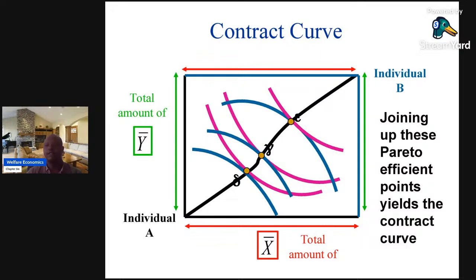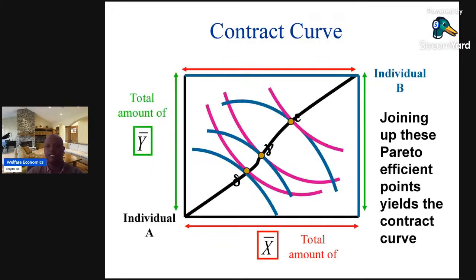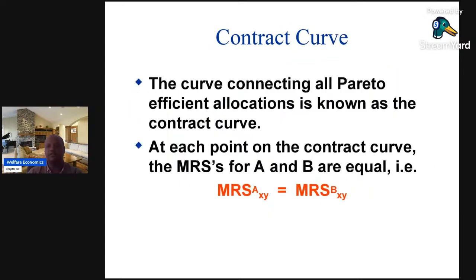Now the contract curve is defined as a curve that joins a locus of different Pareto efficient points. We can define it as a contract curve. The curve connecting all Pareto efficient allocations is called a contract curve. Now at each point on the contract curve, at sigma, gamma, and this point, there is a marginal rate of substitution. Now we are talking about the utility.